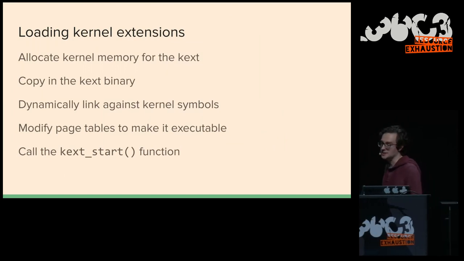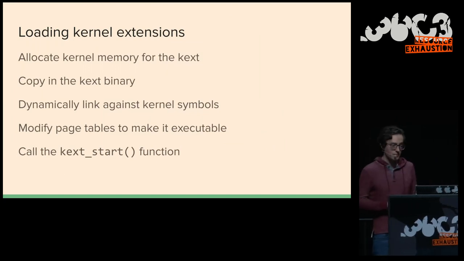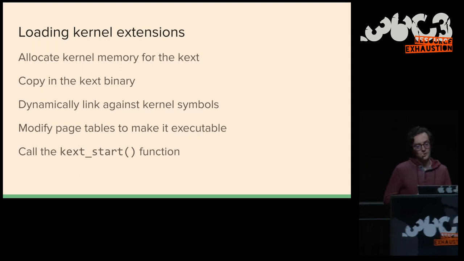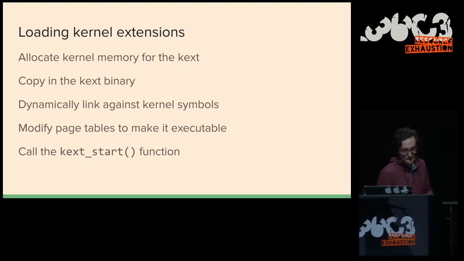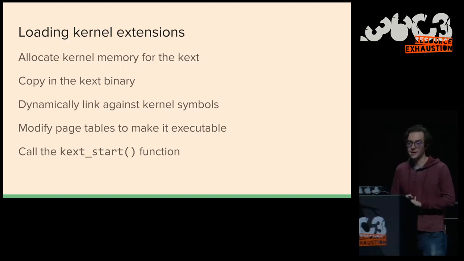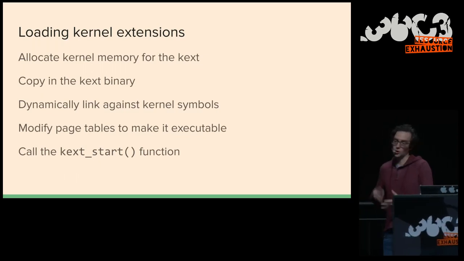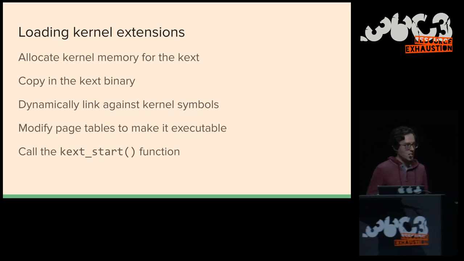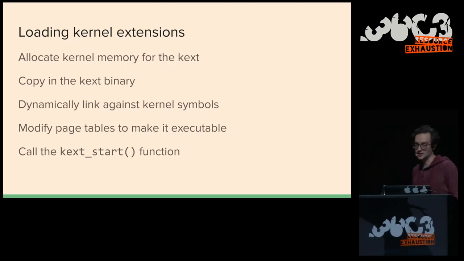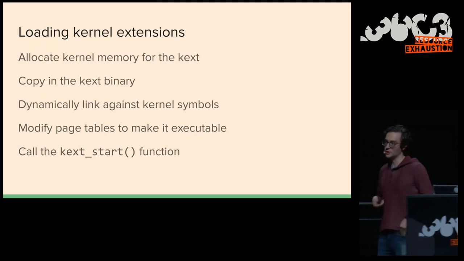So the next step in this process is we need the ability to load kernel extensions. This turns out to be pretty simple once we've bypassed KTRR. All we have to do is allocate some memory to put the kernel extension in, copy in the binary, and dynamically link the kernel extension against the kernel that's running, because if you want to have a kernel extension, presumably you're going to want to call kernel functions at various points. After that, we need to modify page tables to make the kernel extension executable. And finally, we need to call some function in the kernel extension to begin it running.